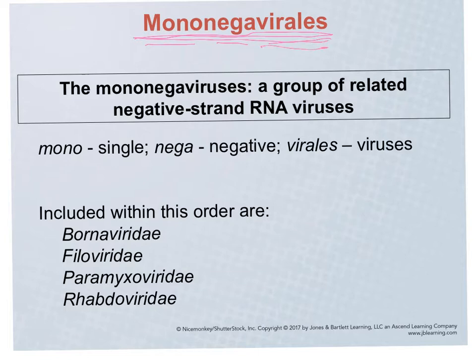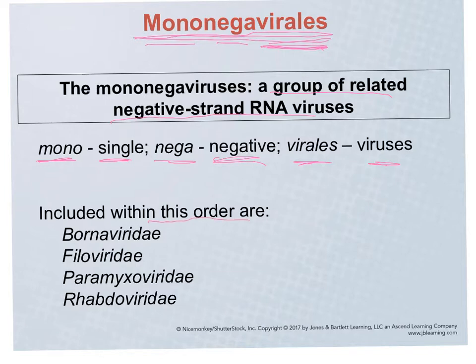Mononegavirales. Viralis is the indication for order of viruses. And all of these viruses, even though these are RNA viruses and have a pretty high rate of mutation, there's enough similarity in the way that these viruses within this order replicate that has placed them together. So we're going to be looking at a group of related negative strand RNA viruses. The order gets its name, mono from single, nega for negative, and viralis for the viruses, virus order.